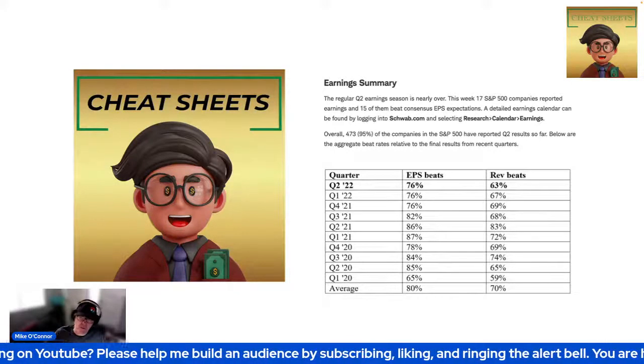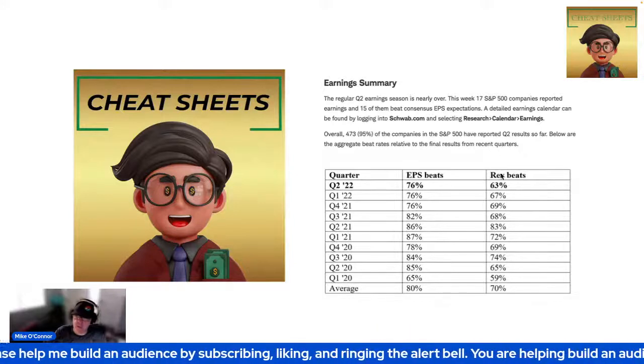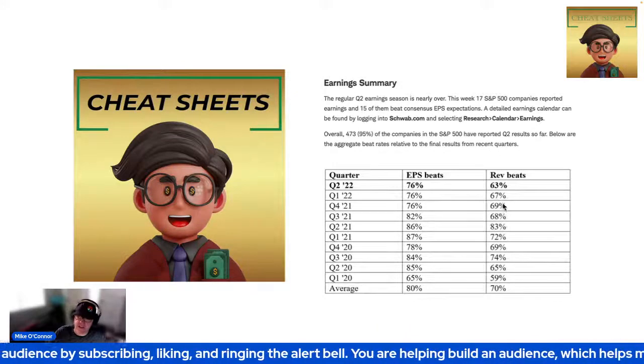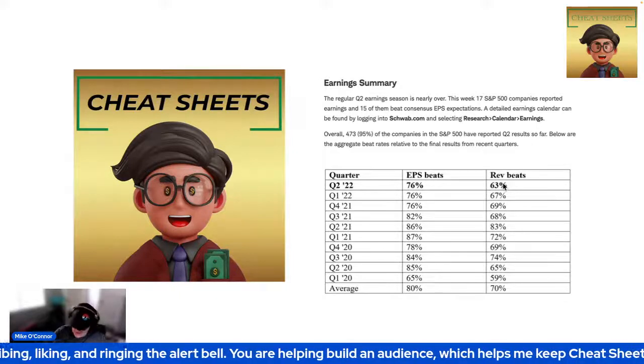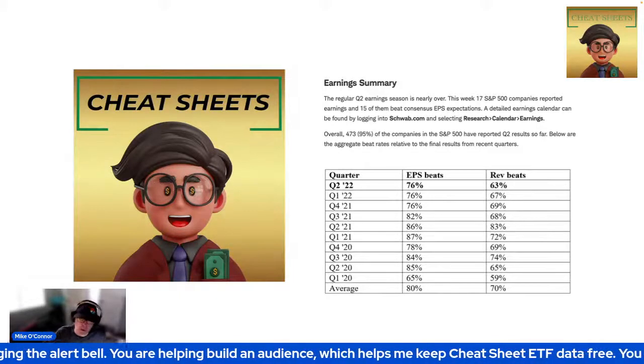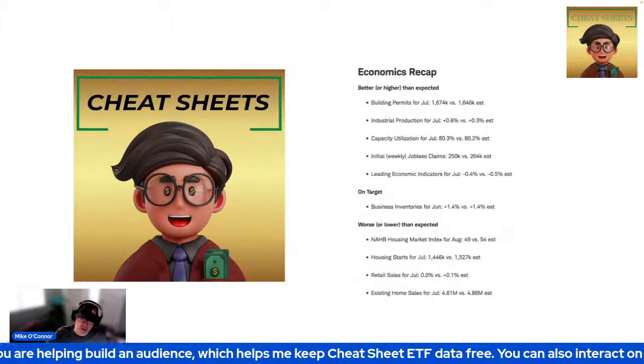And so that is the backdrop, and consumers drive the economy, and the revenue beats are getting less and less: 83, 68, 69, 67, 63. We're coming down, and we're putting more on our credit cards. So that eventually is going to catch up with us.